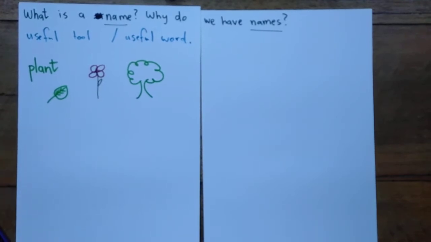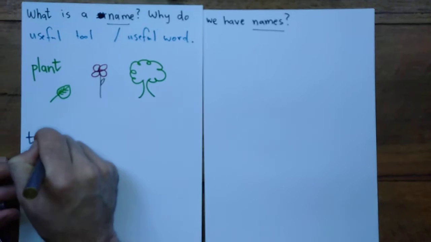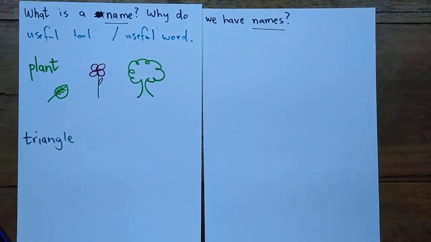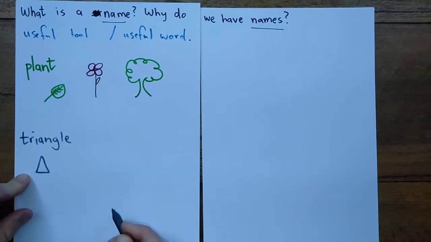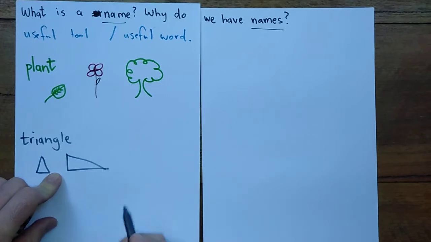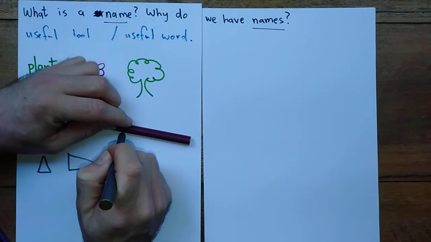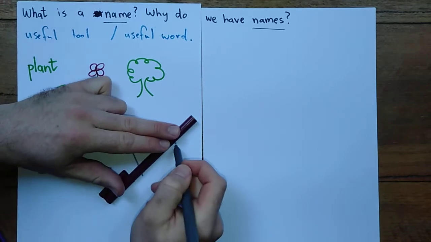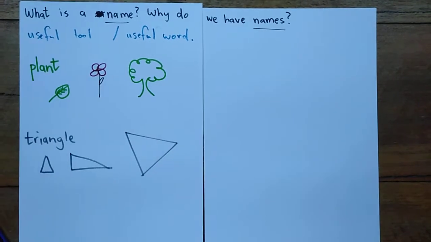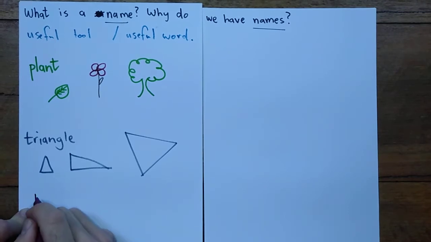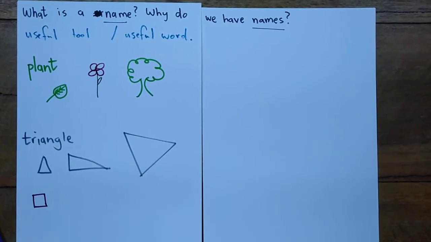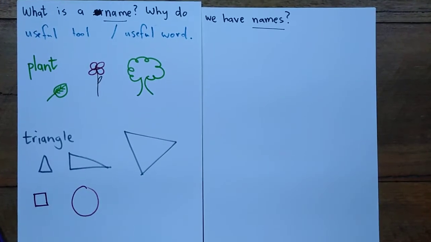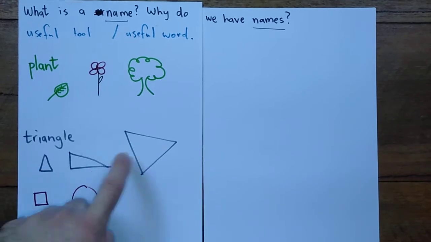Another example would be if I said the word triangle. If I say the word triangle, lots of things might come to mind. This, maybe something that's a bit more accurate. And all of these things might come to mind when I say the word triangle. But although this looks similar, it probably shouldn't come to mind when I say the word triangle. Neither should this. So neither of these things are examples of triangles, but these things are examples of triangles.